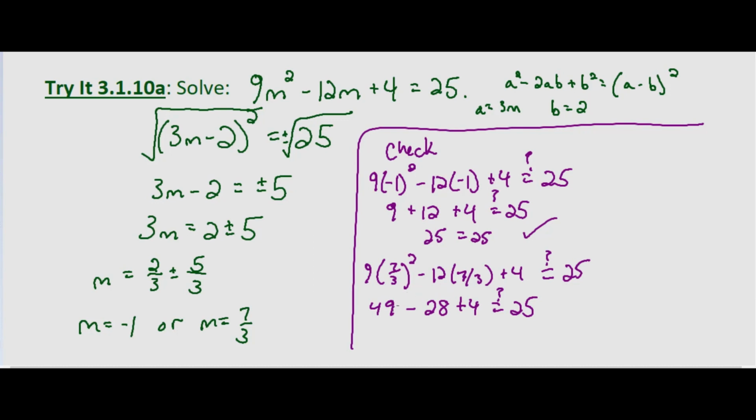So let's do the addition first. 49 plus 4 is 53, minus 28 does indeed equal 25. So our second solution checks, telling us that if 9m squared minus 12m plus 4 equals 25, then m equals negative 1, or m equals 7/3.